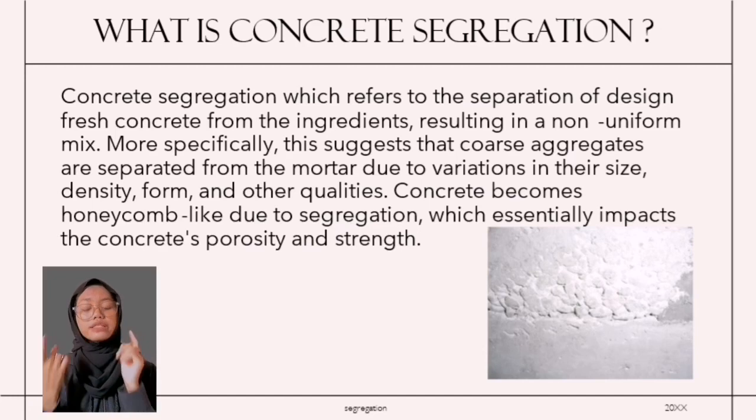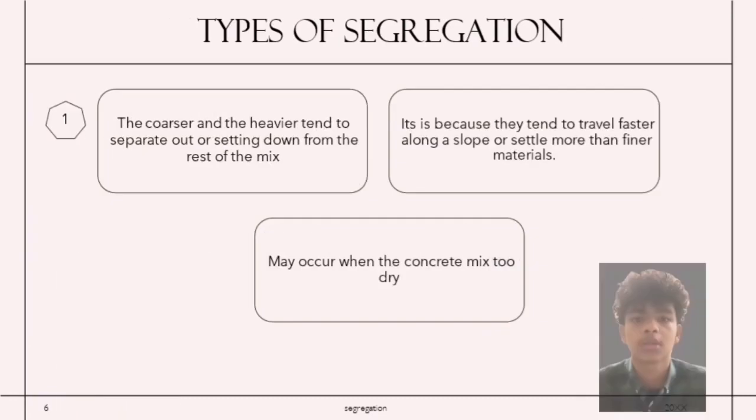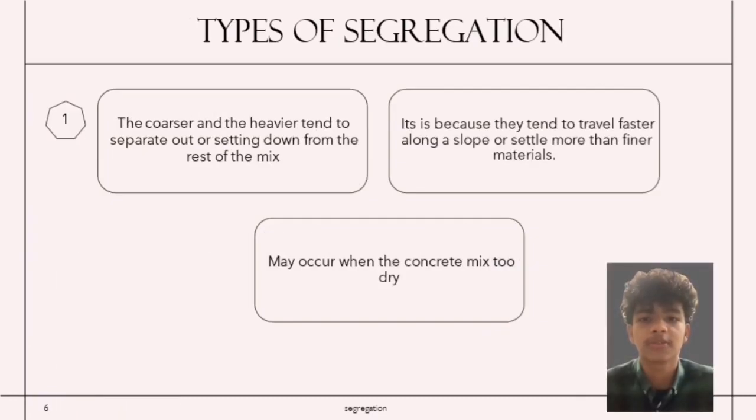You need to understand concrete segregation if you are building your own home or visiting a construction site. In concrete, there are mainly two types of segregation. In the first type, the coarser and heavier particles tend to separate out or settle down from the rest of the mix because they tend to travel faster along a slope or settle more than finer materials. This type of segregation may occur if the concrete mix is too dry.